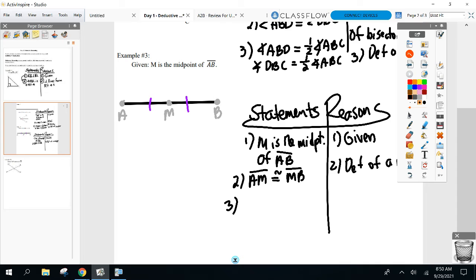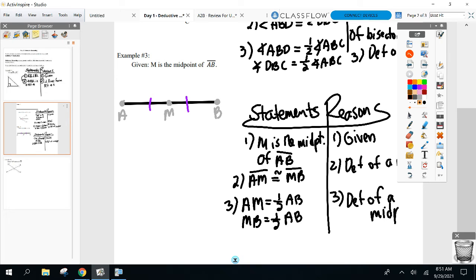Kevin, give me more. AM is 1/2 of AB. There you go. Anytime I can do the half, I want to do that as well. And you guys will see next week why. AM is 1/2 of AB. And I'll also tell you MB is 1/2 of AB. How'd you know that, Kevin? Definition of midpoint. Yep. A midpoint cuts a segment into half. Definition of. Okay, good work.